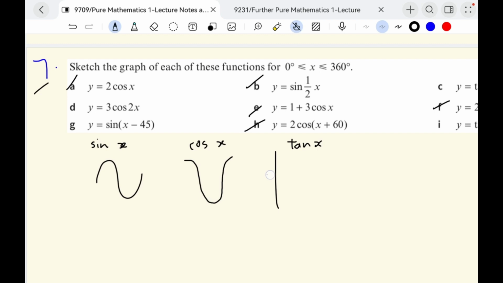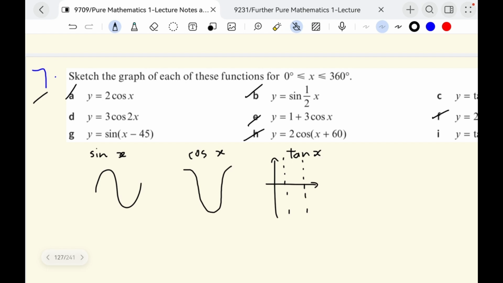For 360 degrees, there are 2 asymptotes from 0 to 360 degrees, because tangent is sine over cos. When sine is maximum, cos is minimum. When cos becomes 0, sine is 1, so 1 over 0 is undefined, so you have the asymptotes. The tangent graph has 2 asymptotes, one between the first and second quadrant, and one between the third and fourth quadrant. So the tangent graph should look like this, from 0 to 360 degrees.